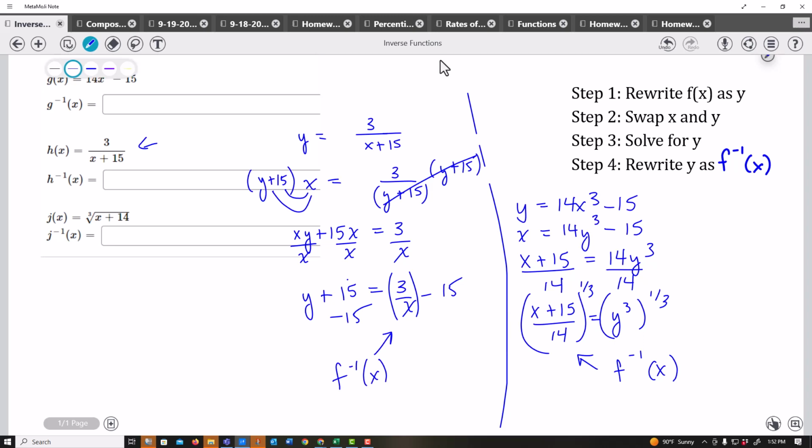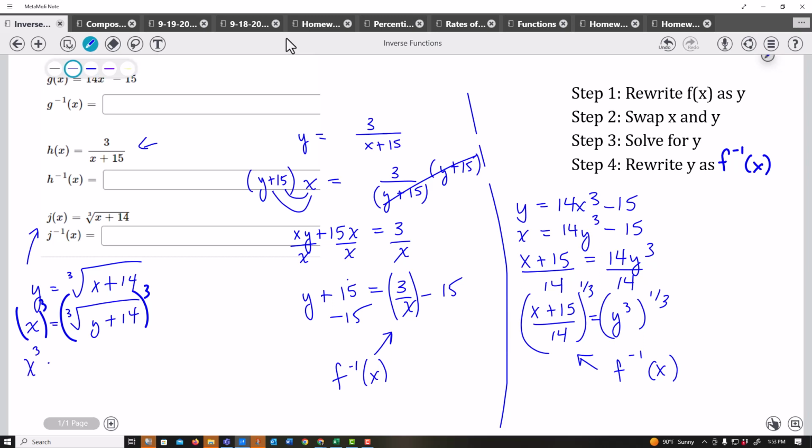All right, and now the last one. So this one, I have y equals the cube root of (x plus 14). Switch: x equals the cube root of (y plus 14). Remember, how do you get rid of a cube root? Why not cube both sides? So I end up with x cubed equals y plus 14.